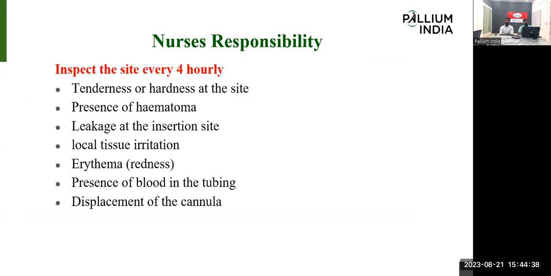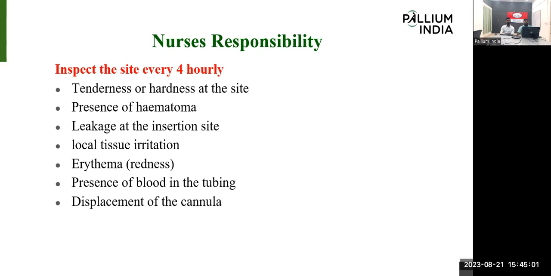Then as a nurse or medical practitioner, there are some responsibilities after starting the subcutaneous infusion. After giving the injection and infusion, after 1 hour we need to do the first assessment. Then every 4 hours, we need to repeat the assessment on that area.